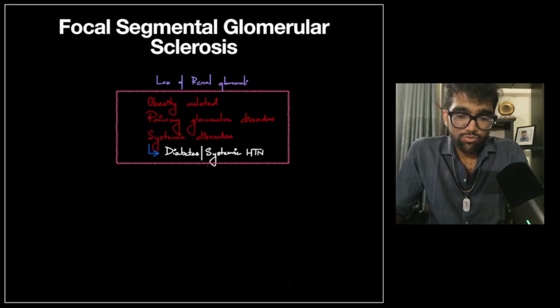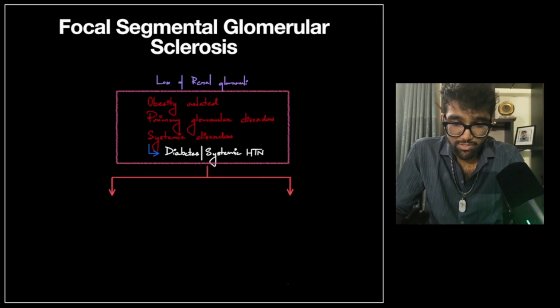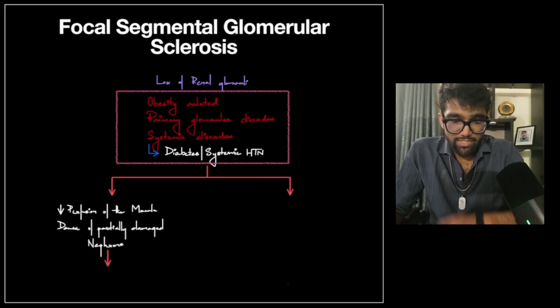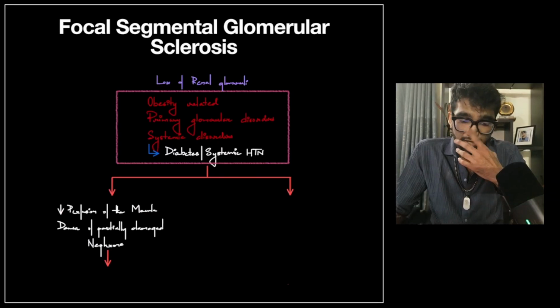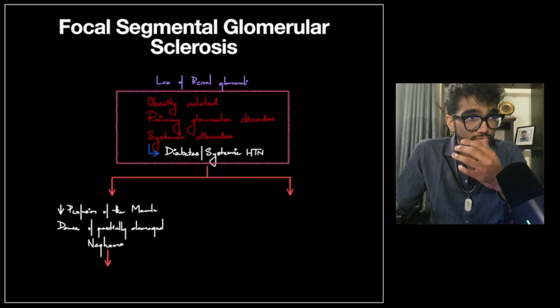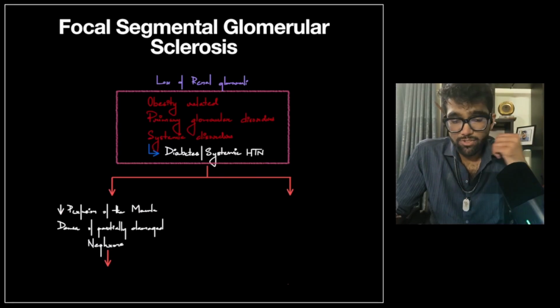That can happen due to increased body weight, that is obesity. It could be a primary glomerular disorder. It could be secondary to a systemic disorder like diabetes or systemic hypertension, because of which there is decreased perfusion of the macula densa of the nephrons that have been partially damaged by the systemic disorder, or the primary glomerular disorder.